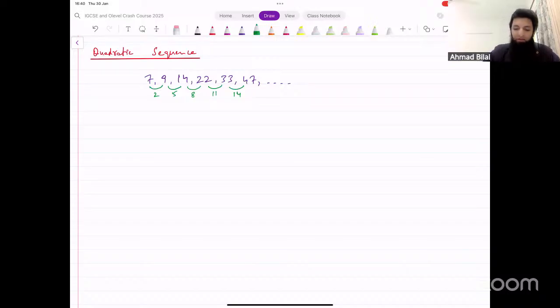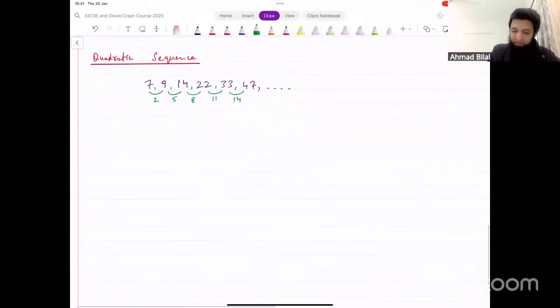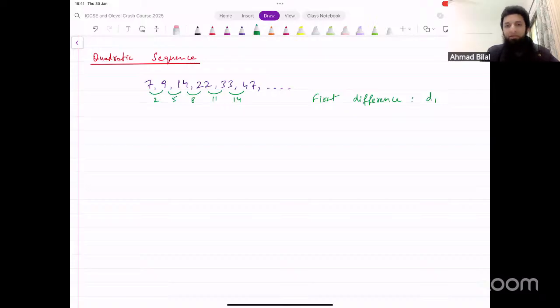How do you know if something is a quadratic sequence? You find the second difference. Okay, so this thing that I've calculated in green, we call this the first difference. The first time you calculate a difference of a sequence, it's called the first difference. We can represent this by D1, or you can just say D as well. But then if I were to find the difference of these differences, so difference between 2 and 5, that's 3. Difference between 5 and 8, that's also 3. Between 8 and 11, that's also 3. Between 11 and 14, that's also 3.